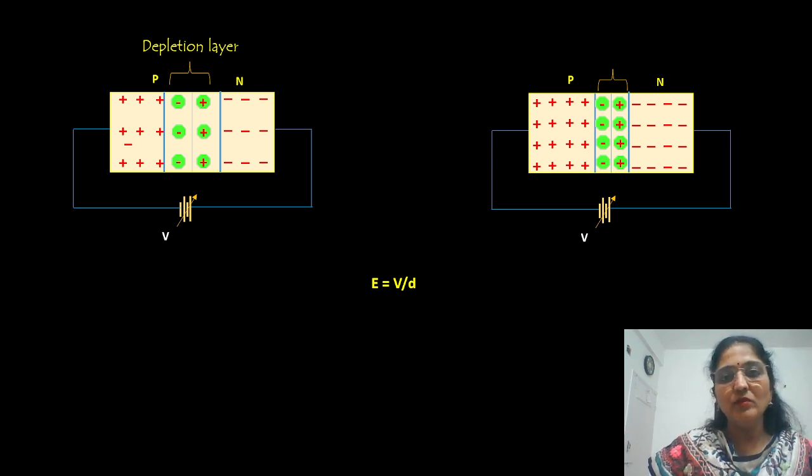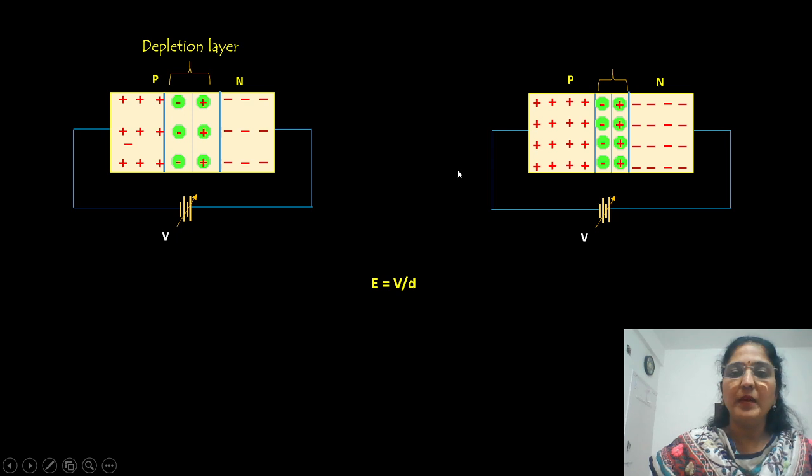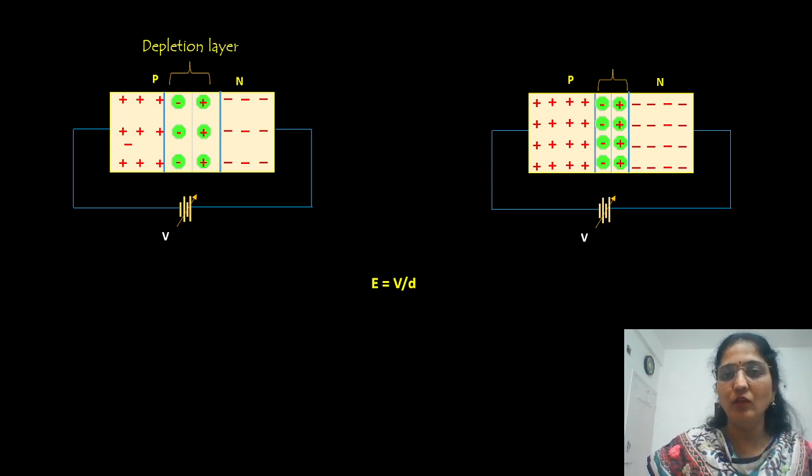So Zener breakdown, as I told you, depends upon the percentage of doping of the Zener diode. At the time of manufacturing, we can decide the Zener breakdown voltage.